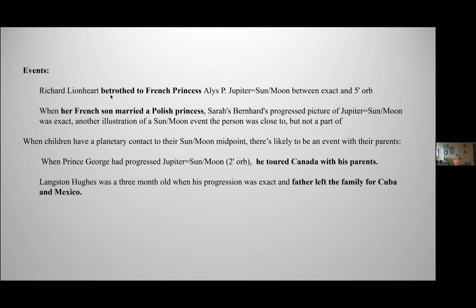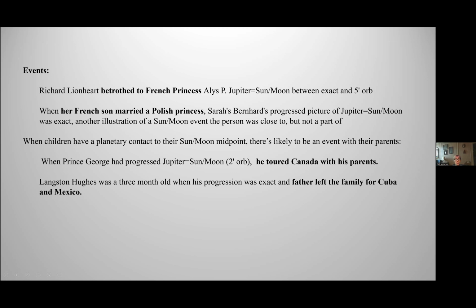So this guy Richard Lionheart was betrothed to a French princess when he had the progression, 5 minutes orb. Here's somebody whose son, they were French, and her French son married a Polish princess, and this was the mother. Her son married the Polish princess, with a progressed picture of Jupiter equals Sun Moon, precisely.